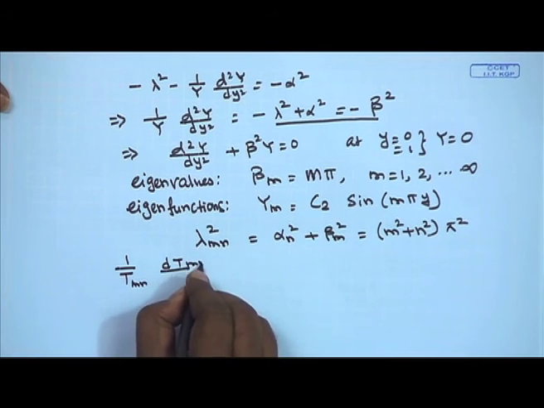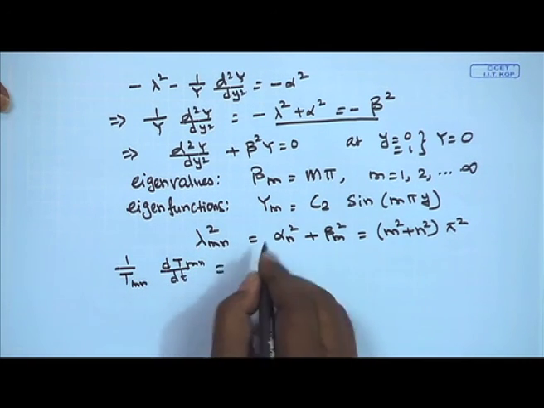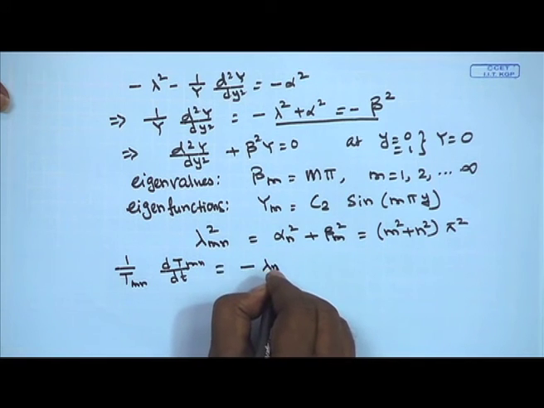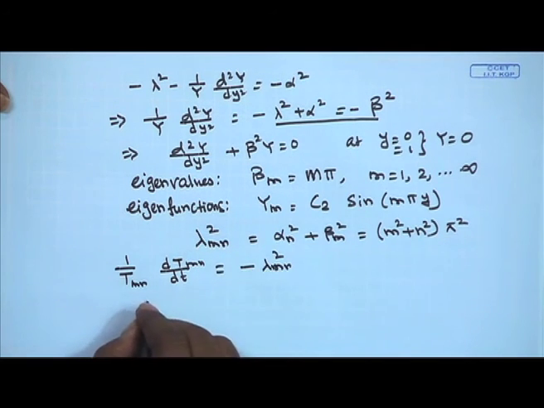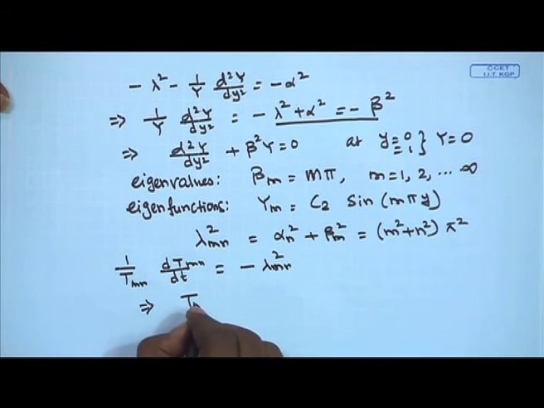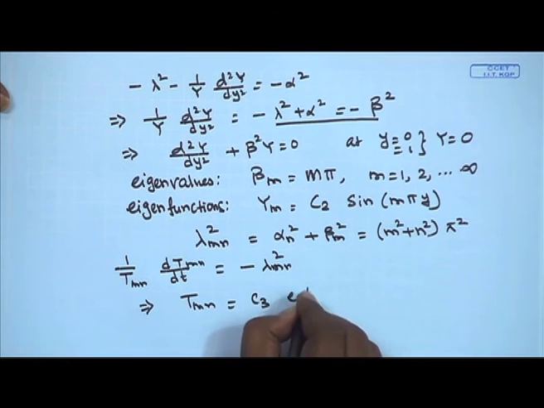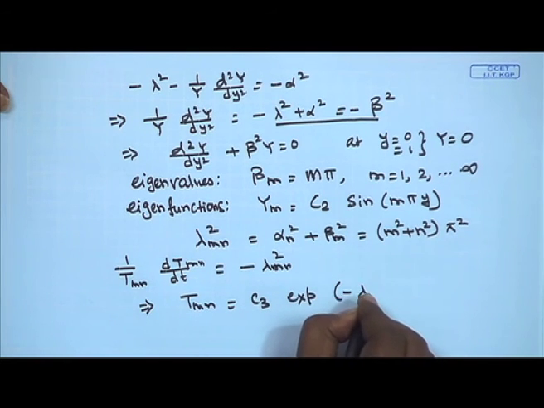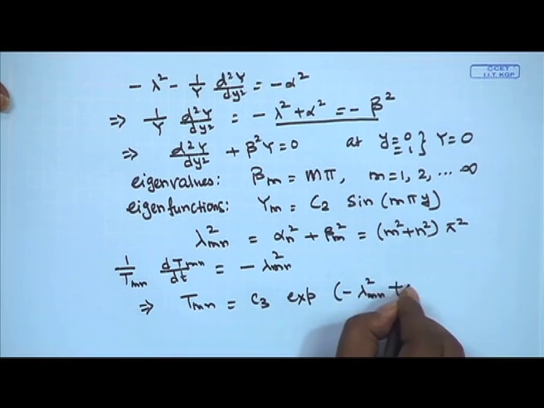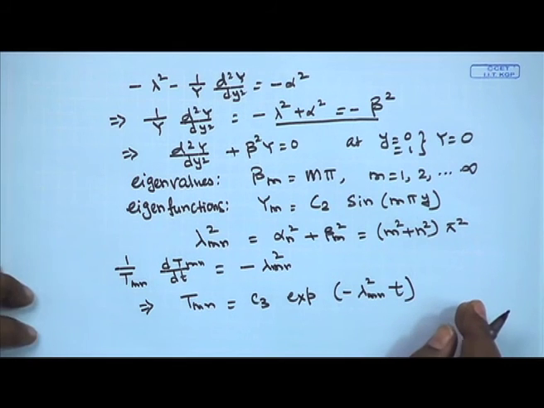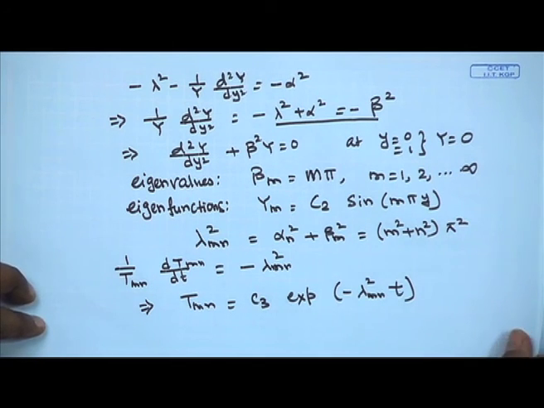dT_mn/dt will be equal to minus lambda_mn square T_mn, and after integration we will be getting T_mn is equal to, let us say, C3 exponential minus lambda_mn square times t. So, this gives the solution of the time varying part. Now, we are in a position to construct the complete solution of u.